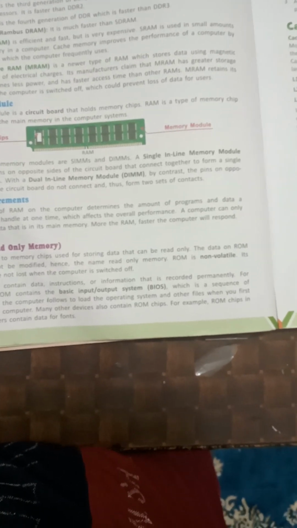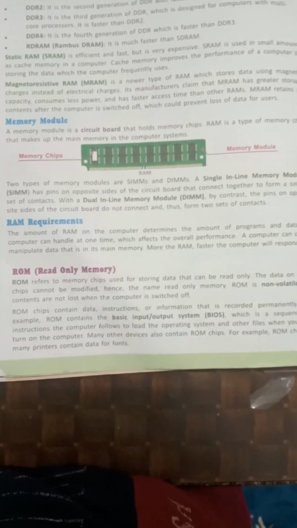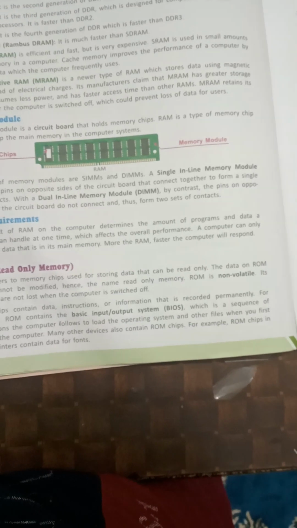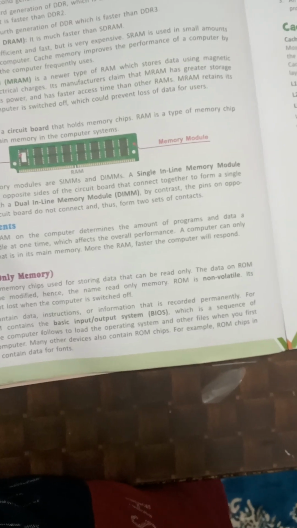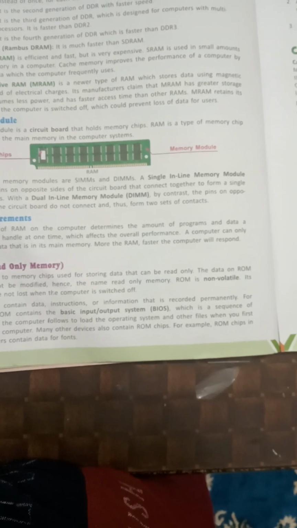ROM, read only memory. ROM refers to memory chips used for storing data that can be read only. The data on ROM chips cannot be modified, hence the name read only memory. ROM is non volatile; its contents are not lost when the computer is switched off. ROM chips contain data, instructions, or information that is recorded permanently. For example, ROM contains the basic input/output system (BIOS), which is a sequence of instructions the computer follows to load the operating system and other files when you first turn on the computer.